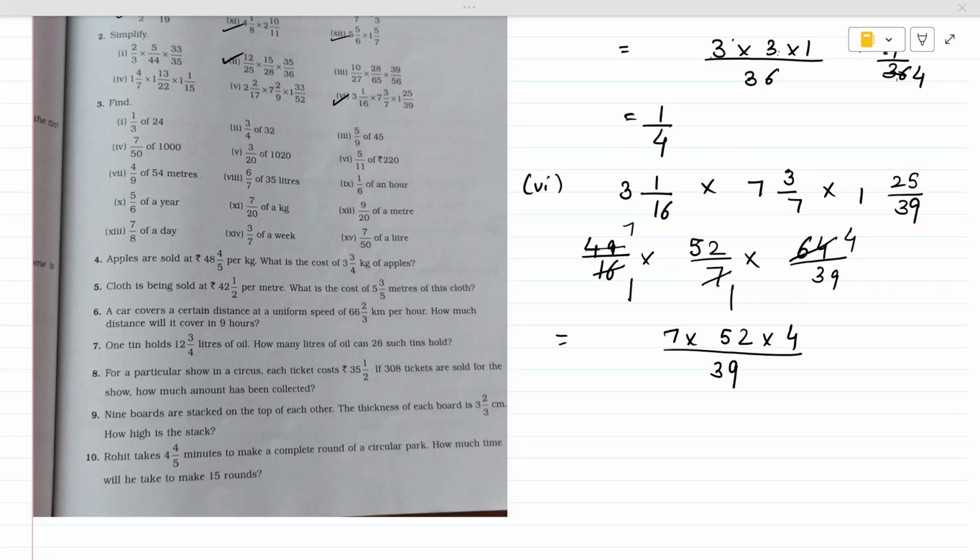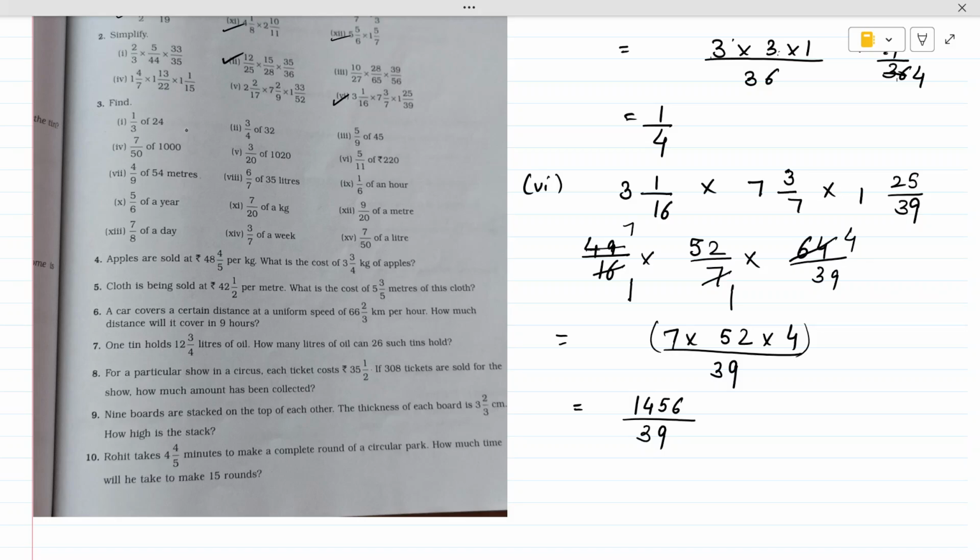Now if you see, none of these terms can be divided with the denominator. So we will multiply them together and it will come around 1456. So the answer will be 1456 by multiplying these three, and in the denominator we have 39. Okay, so this is how we have to do these questions, kids.